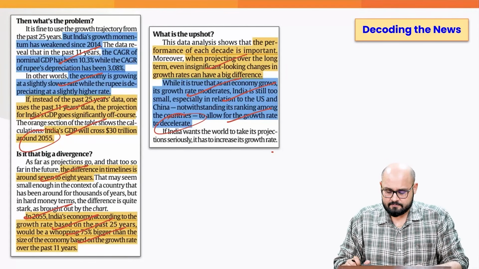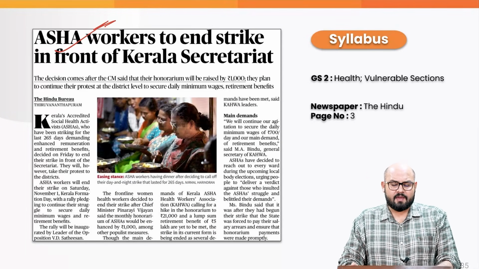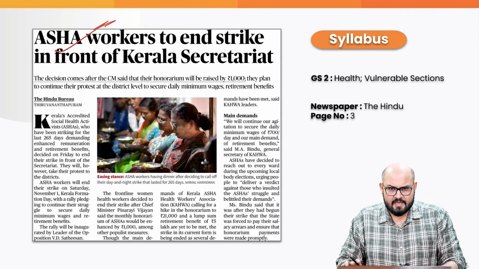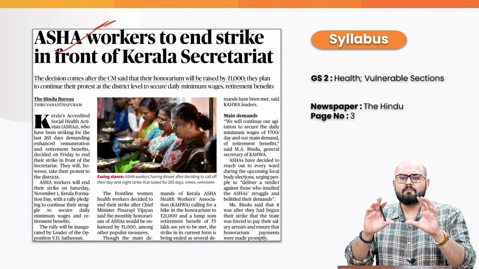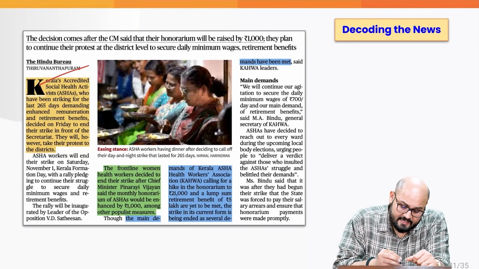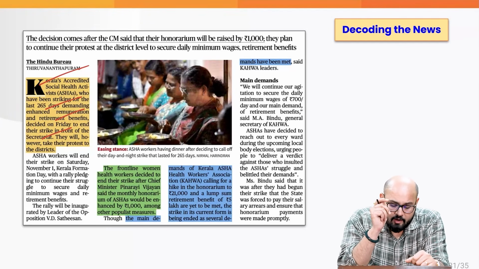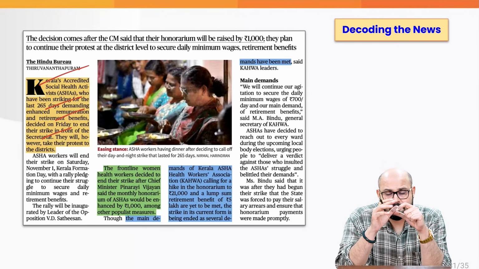Let's go to the last article. Coming to the last topic of today's discussion, this is with respect to the ASHA workers of Kerala who have decided to call off the strike. We'll see what the matter is and what is the construct of ASHA workers. Kerala's accredited social health activists, ASHA workers, who have been striking for the last 265 days demanding enhanced remuneration and retirement benefits, decided to end the strike in front of the secretariat. They'll, however, take the protest to the districts.